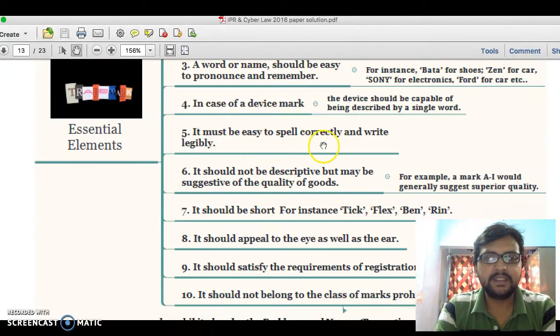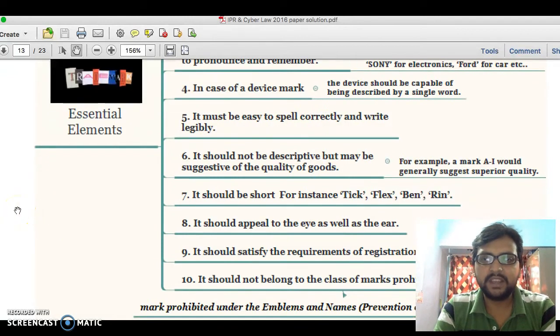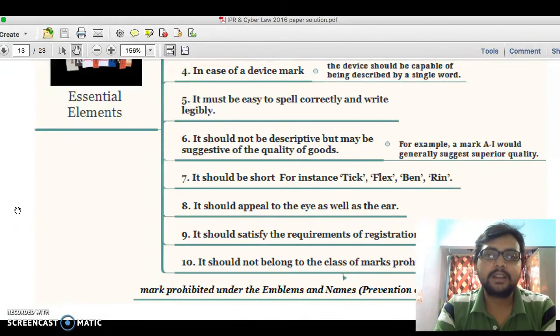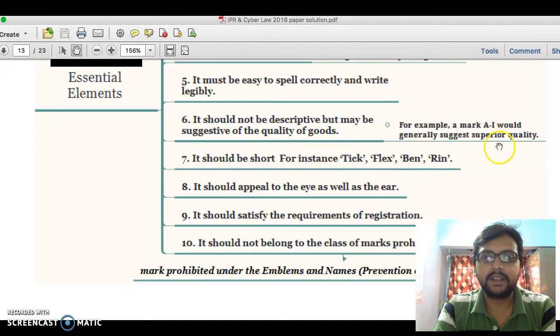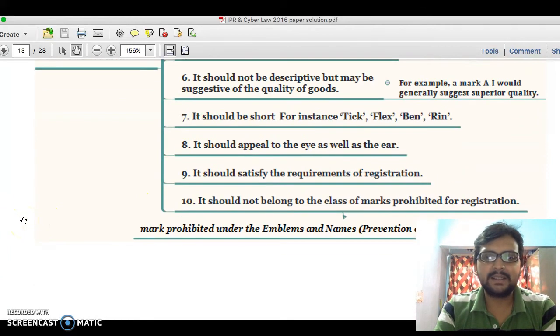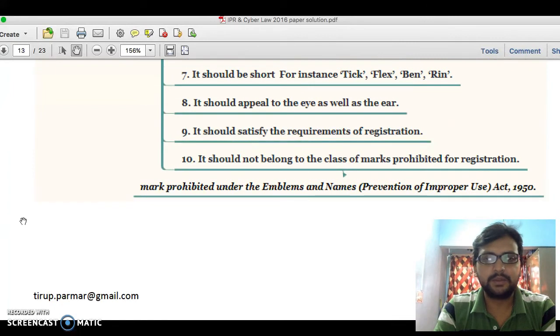Then it must be easy to spell correctly and write legibly. It should not be descriptive but may be suggestive of the quality of goods. For example, a mark like A1 would generally suggest superior quality. In the same way it should be short, for instance Flex, Banrin, and it should appeal to the eyes as well as the ears. These are some simple points, so you can remember them as per your needs and requirements. It should not belong to a class of prohibited marks.